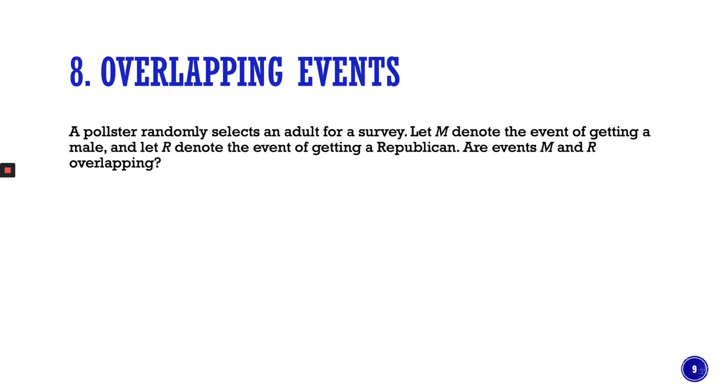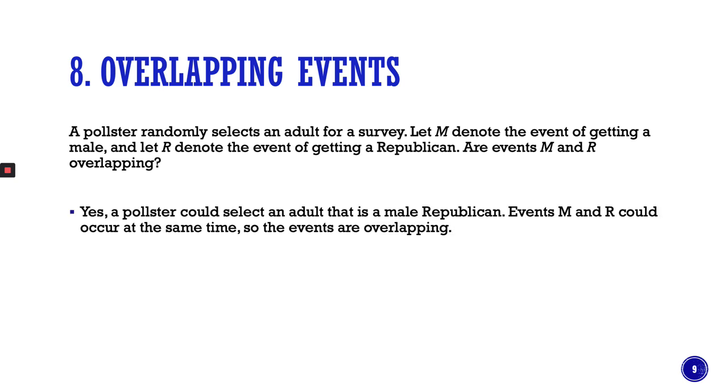Overlapping events. A pollster randomly selects an adult for a survey. Let M denote the event of getting a male, and let R denote the event of getting a Republican. Are events M and R overlapping? Well, they can be. The pollster could select an adult that is a male Republican. So in that case, they could occur at the same time, so the events are overlapping.